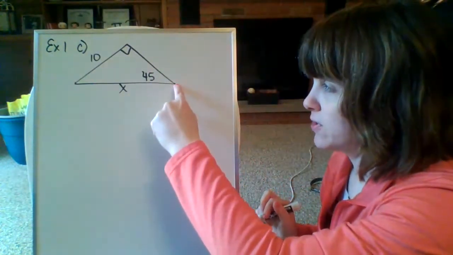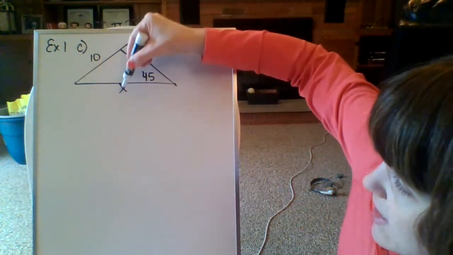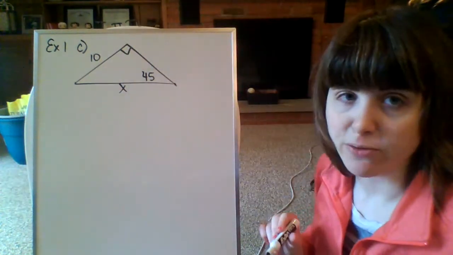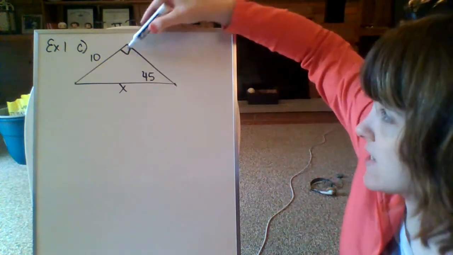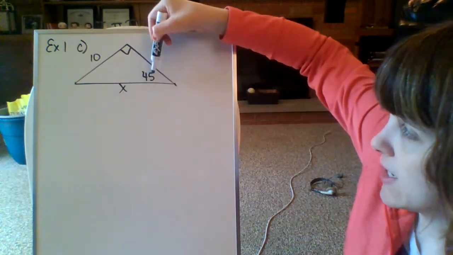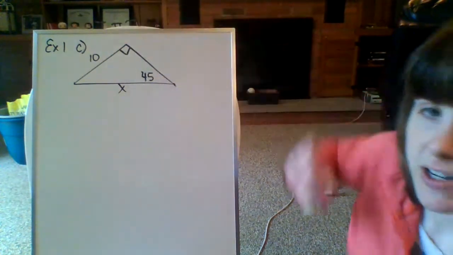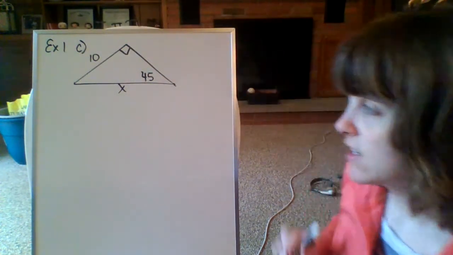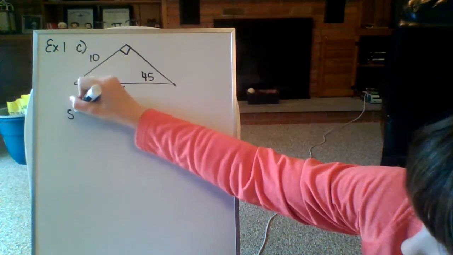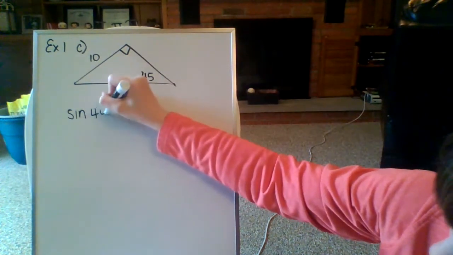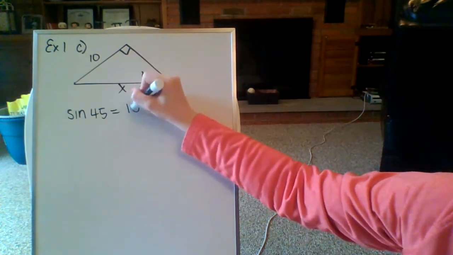Okay, so this is the hypotenuse. I know this is kind of upside down from the other right triangles we've had, but this side here is the hypotenuse, and that side is opposite. So opposite and hypotenuse goes with sine. So we're going to have sine 45 equals 10 over x.